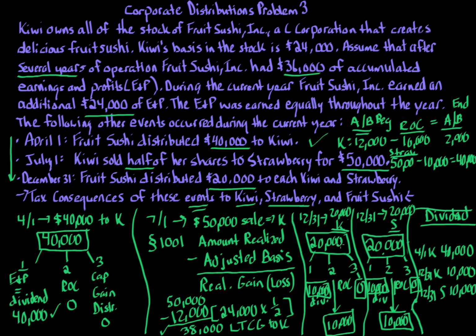The basis after all these transactions, so at the end of the year, Kiwi has a basis in the half shares remaining of 2,000. Strawberry has a basis in the half shares that were received, and that's what Strawberry now owns, of 40,000. So now we're going to go look at step 4 and we'll be done with this problem.